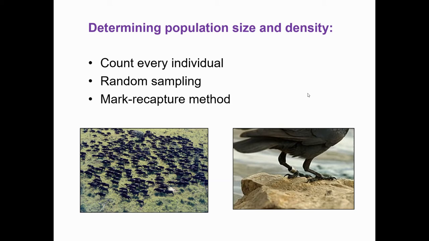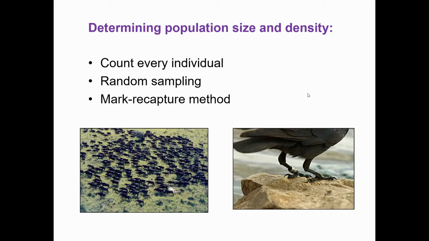Okay, you could count every individual, right? The problem with that is if there are a lot of them, the time that it would take would be immense. If they move around, it's hard. You can do random sampling if the dispersion is, like, they're spaced out equally. And for organisms that move, mark and recapture is a big one. So there are a bunch of different ways you can actually determine the size of a population.